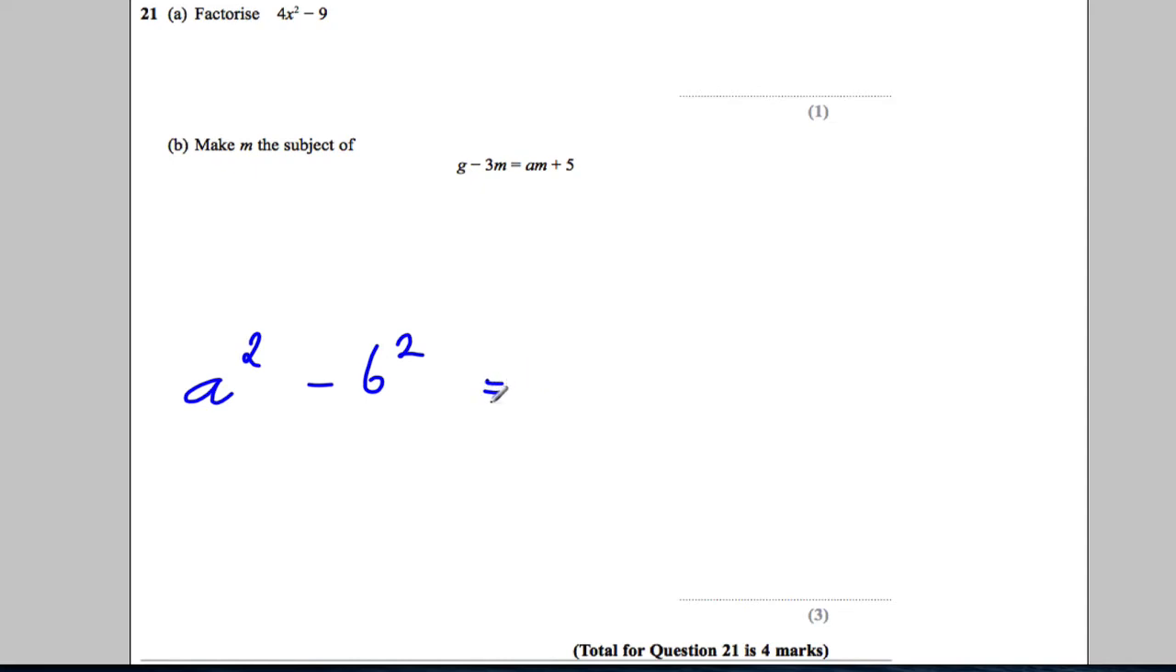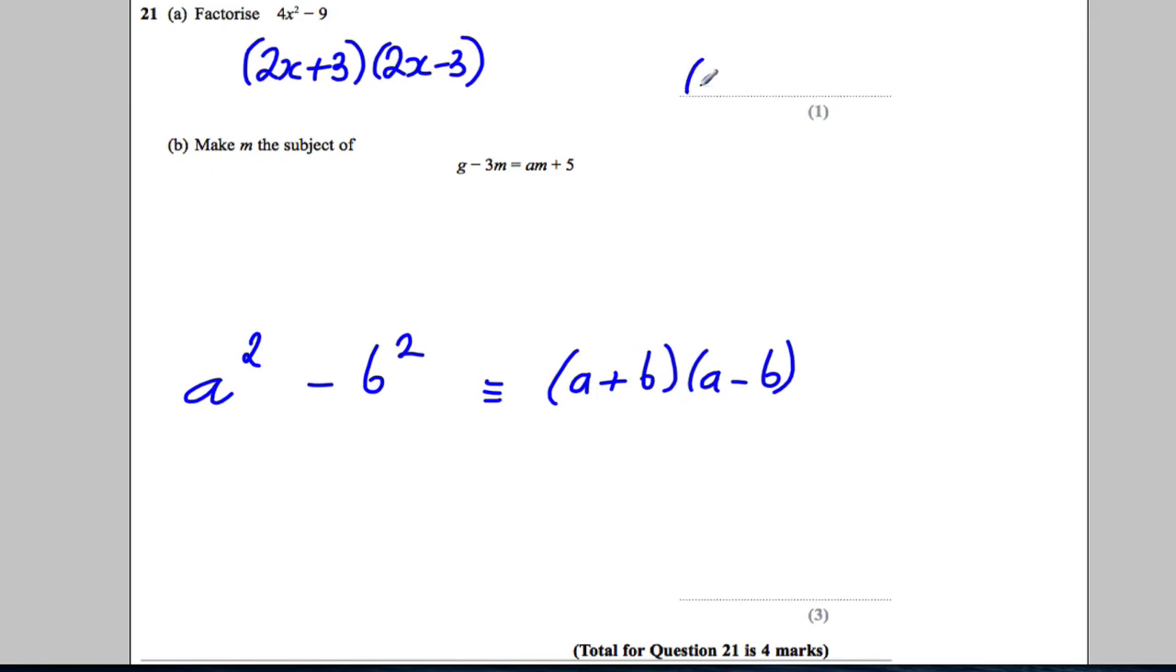That tends to come up a lot in the higher paper, and it factorises as a add b multiplied by a subtract b, where a is the thing that was squared in the first instance, and b is the thing that was squared in the second. Now here this looks like that. I've got a subtract. 4x squared looks like a square number, and 9 certainly is a square number. So this factorises to 2x add 3, 2x subtract 3.